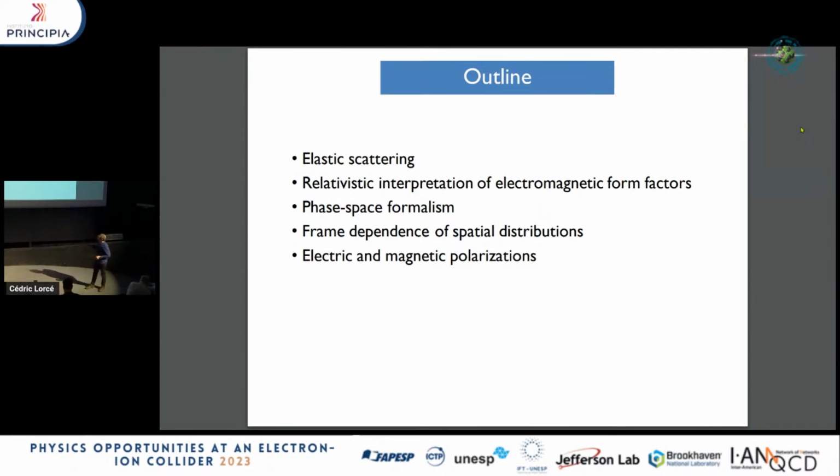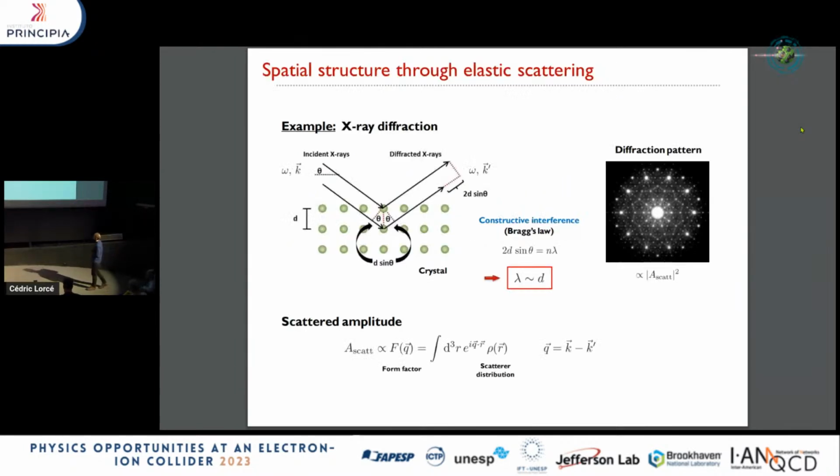And so I will go through the basic set of interpretations that have been proposed for the electromagnetic form factors. And I will present a new way to look at things, which we call the phase space formalism, and study in detail the frame dependence of the picture that you can get. And then discuss in particular the notion of electric and magnetic polarization that hasn't been much developed in our field so far. Okay, just starting with something that you know very well.